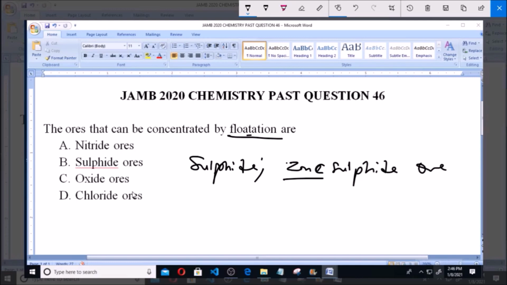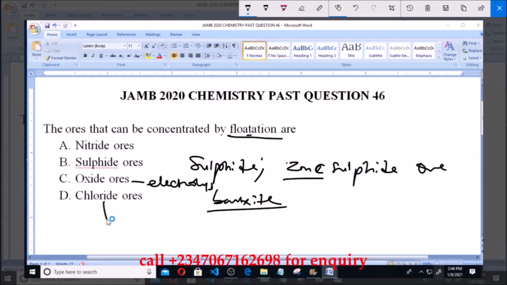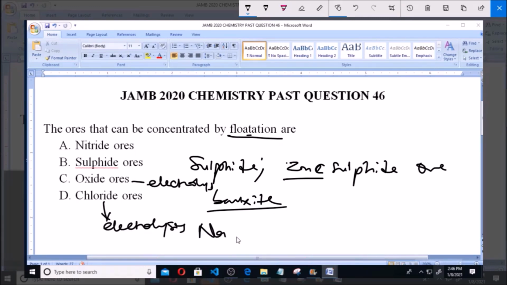Those metals that have oxide ores can be extracted by electrolysis. An example of an oxide ore is that of aluminium, which is bauxite. It is extracted using electrolysis. For chloride ores also, we can use electrolysis to extract metals whose ores are in the form of chloride ores. Examples are sodium, potassium, and also calcium. We call it fused calcium chloride or fused sodium chloride. They are extracted from their ores via electrolysis, but for sulfide ores we use flotation to extract them. An example, like I said, is zinc sulfide.